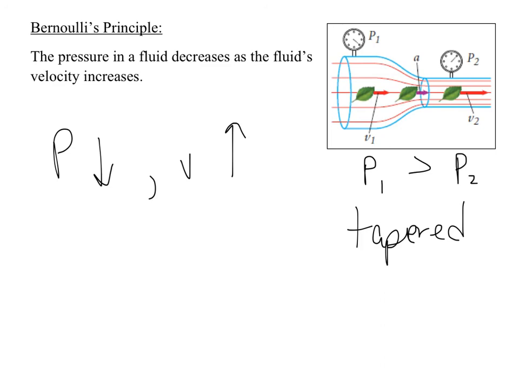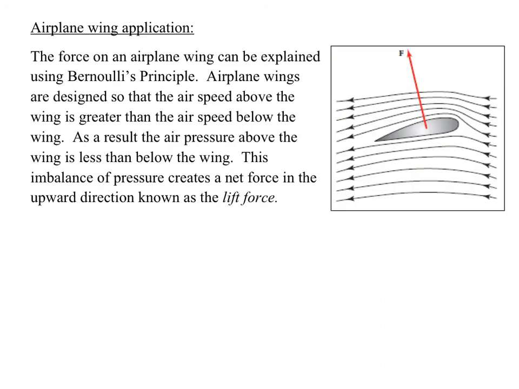Let's take a look at an application of Bernoulli's principle. Mike, why don't you read it for us, please? The force on an airplane wing can be explained using Bernoulli's principle. Airplane wings are designed so that the airspeed above the wing is greater than the airspeed below the wing. As a result, the air pressure above the wing is less than below the wing. This imbalance of pressure creates a net force in the upward direction known as the lift force.